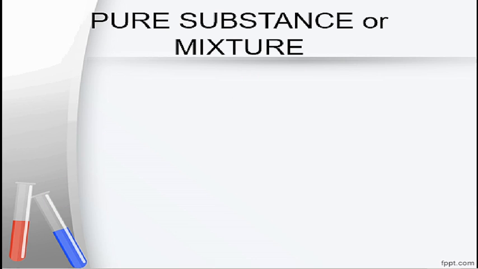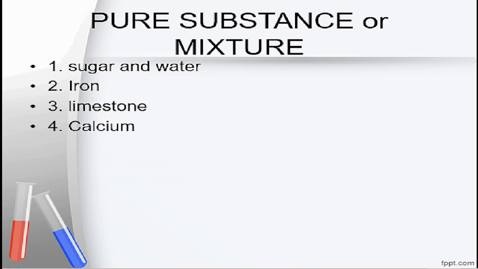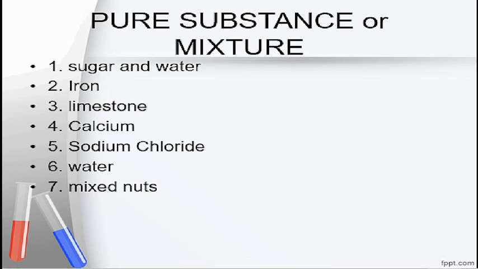We have here examples of pure substance and mixture. What we will do here is to classify each substance as either pure substance or mixture. Let's start with the first one. We have sugar and water, iron, limestone, calcium, sodium chloride, water, mixed nuts, blood, air, and soil.